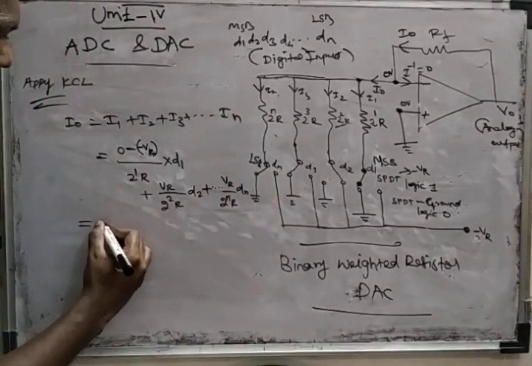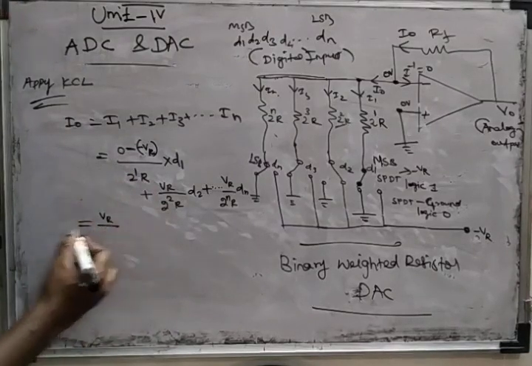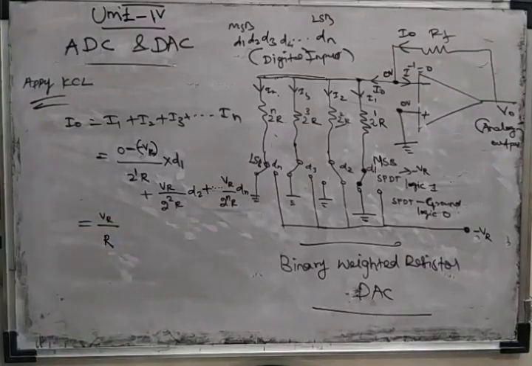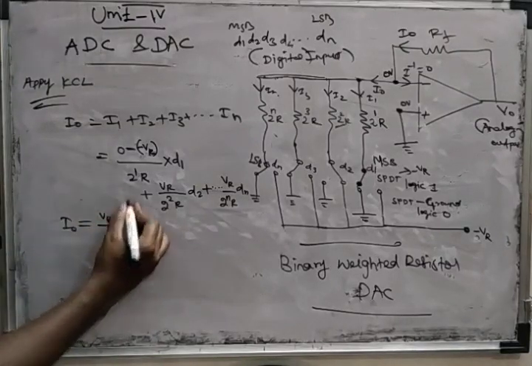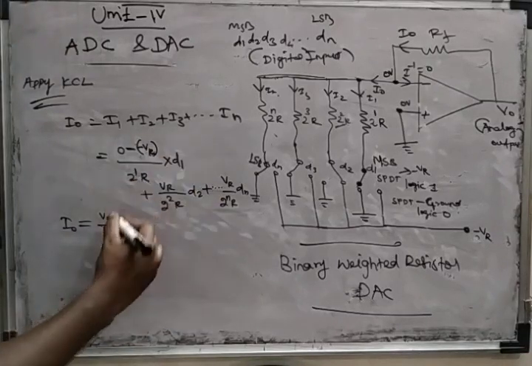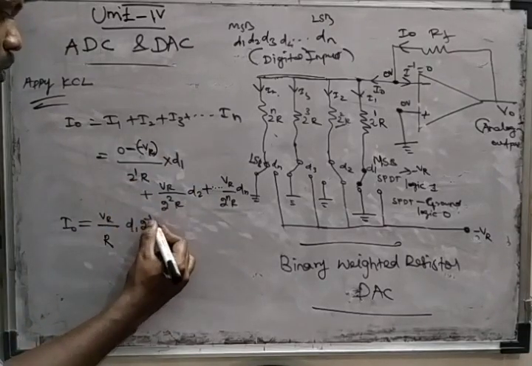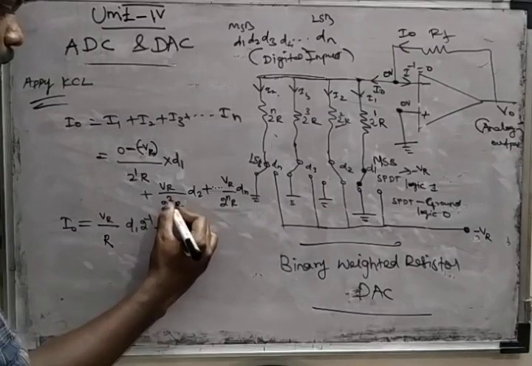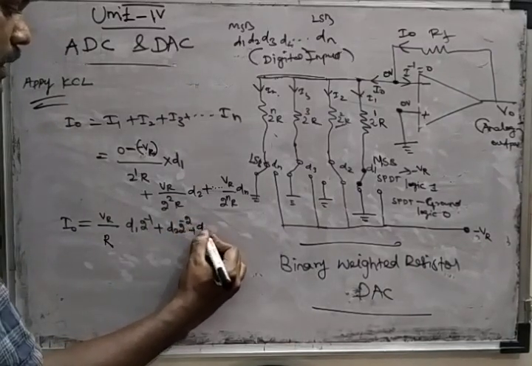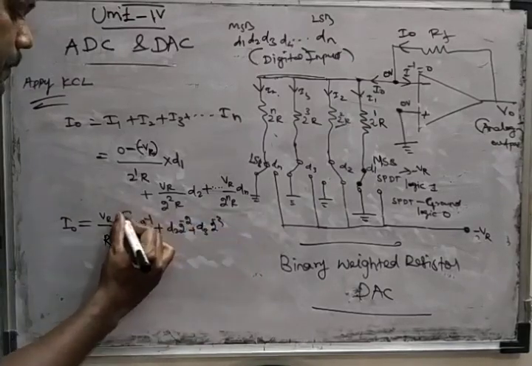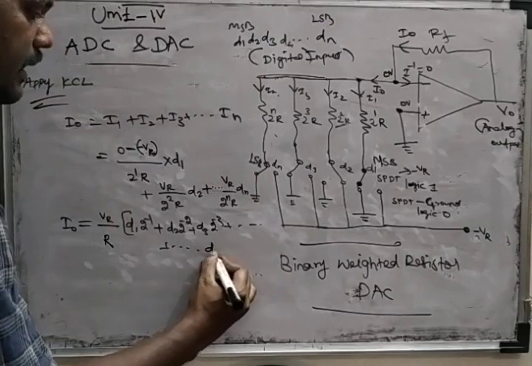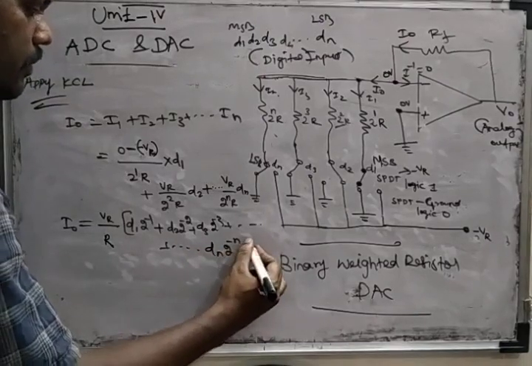So take VR by R common, I0 equals VR by R common, and you will get D1 into 2 power minus 1 plus D2 into 2 power minus 2 plus D3 into 2 power minus 3, up to Dn into 2 power minus n.